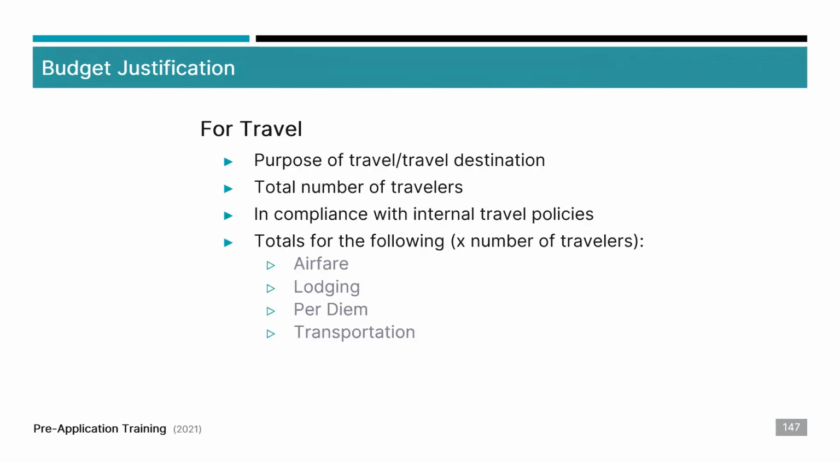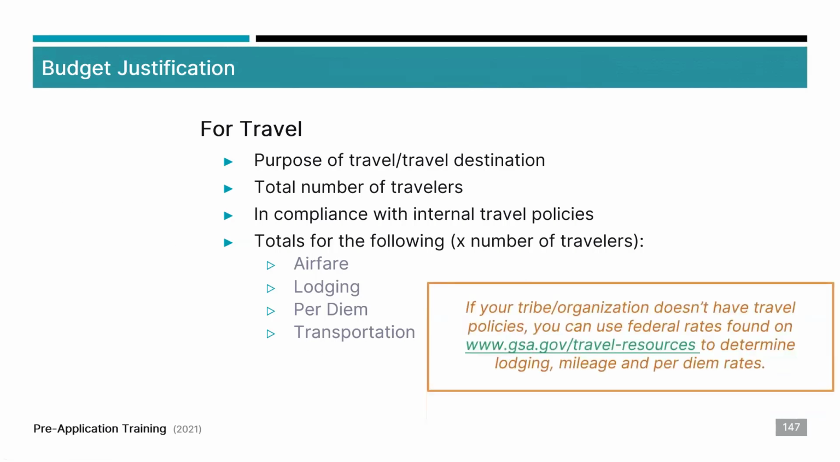Okay, for travel, you're going to include the purpose and the destination of the travel, the total number of travelers. You want to be in compliance with your internal travel policies. So you don't have to follow what you think ANA wants to. If you have internal travel policies, those are the default, and that's what you want to be using. You want to include things which are airfare, lodging, per diem, transportation. There's ground transportation, like to and from the airport or to or from the hotel from the airport. Include all of those costs.